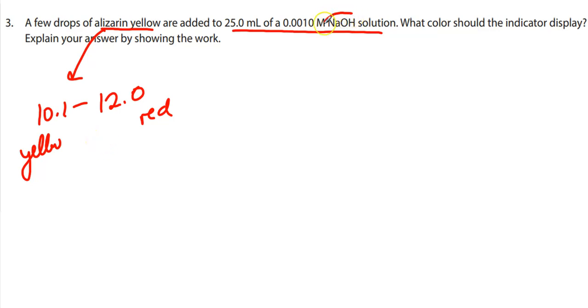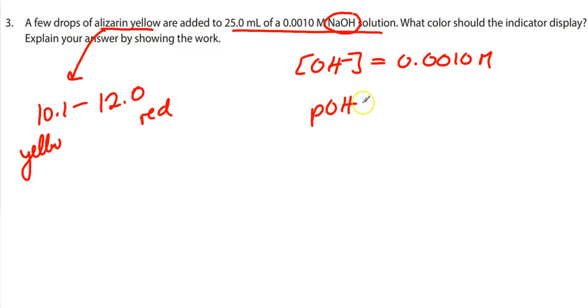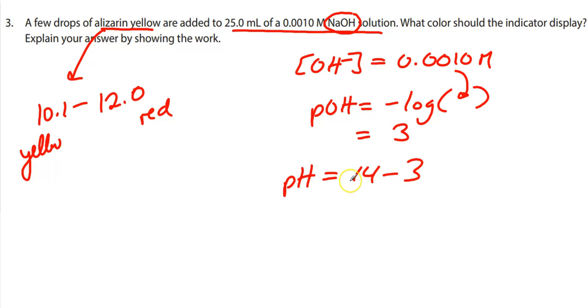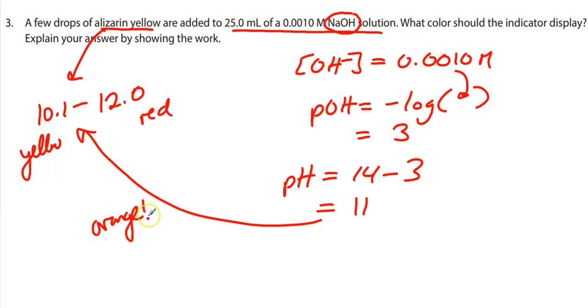Okay, so we've got a strong base. That means our hydroxide concentration is equivalent to that. So we can get our pOH by doing negative log 0.001, which is 3. So the pH of this solution then is 14 minus 3, which is 11. So it's in between that, so it should be an orangey color.